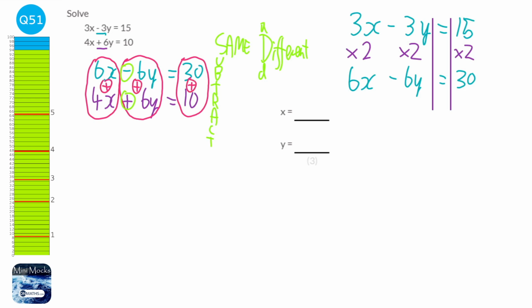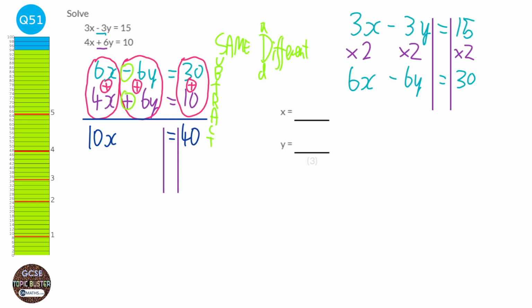And I'm going to work out the sums. So 6x plus 4x is 10x. Now this is a crucial bit. Minus 6y plus, which is just a plus, 6y is 0, and that's why we added, to get rid of the 6y's. 30 plus 10 is 40. I'm going to just solve that. So we're going to divide both sides by 10, and we get x equals 4.